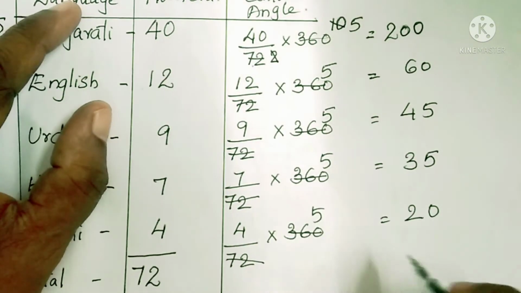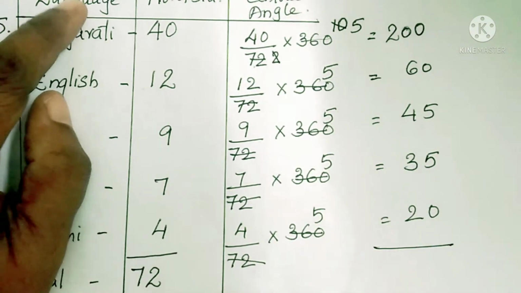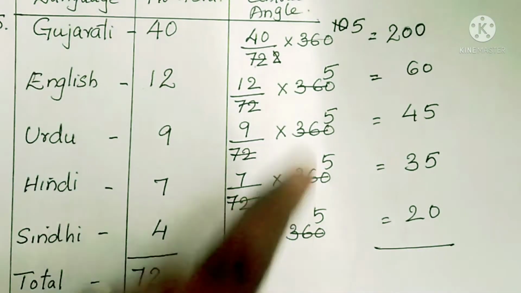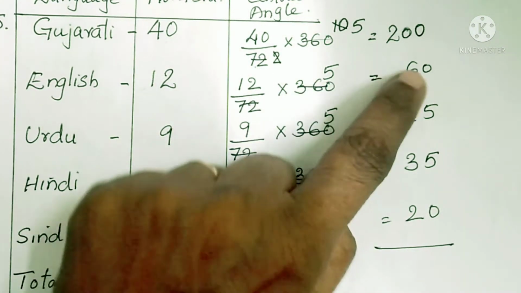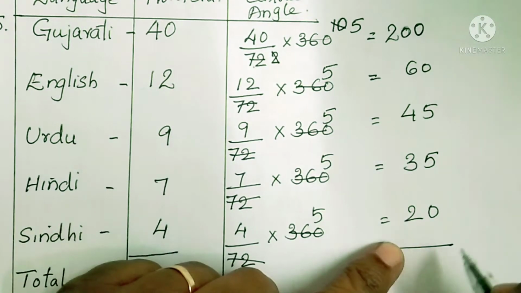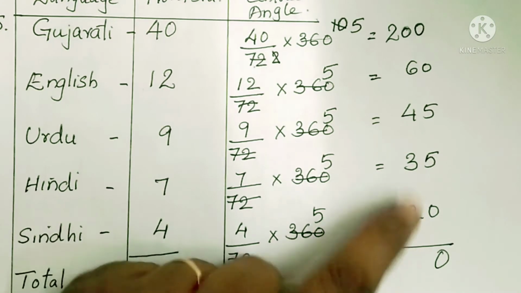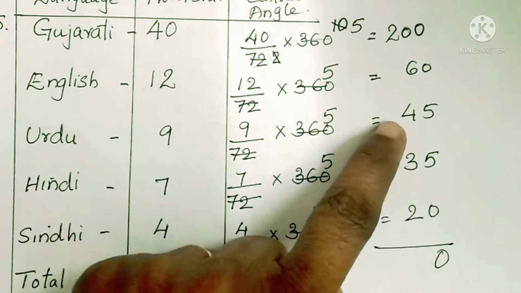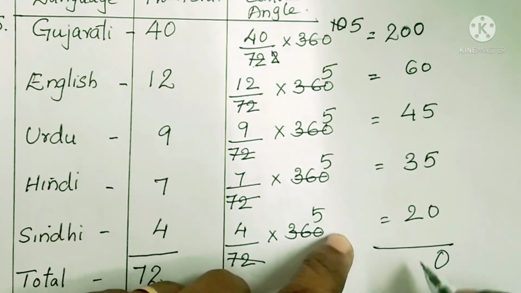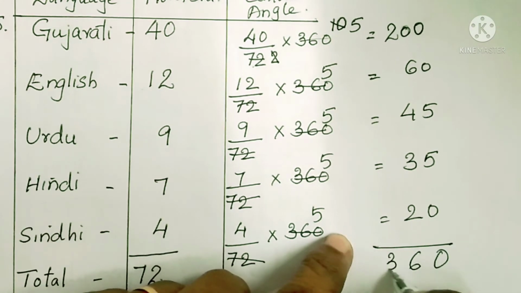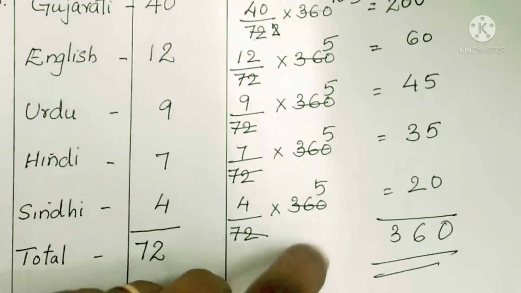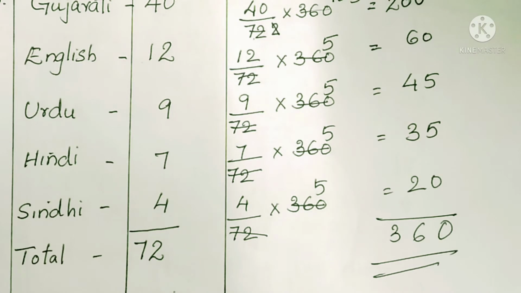So let us add and check whether we are getting 200, 260, or else you can do 5 plus 5 10, then 3 plus 3 6, 10, 16, 2 plus 1 3. So we got 360 degree. Now we got the central angle.